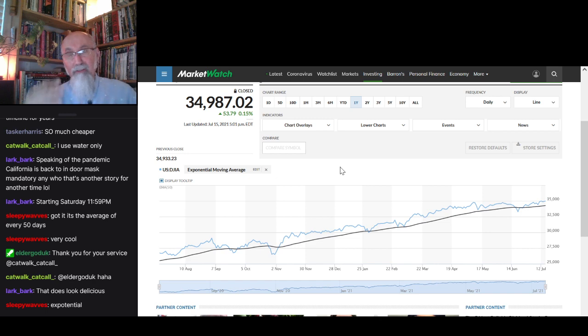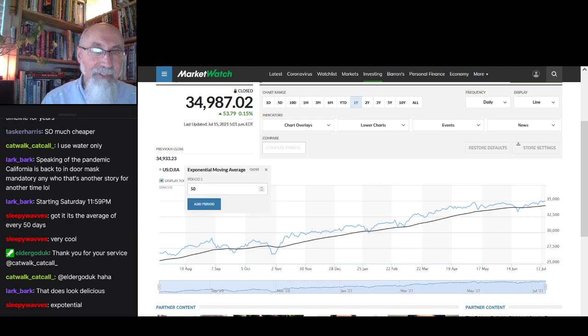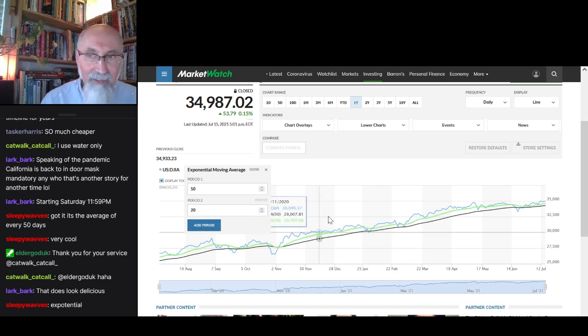Now, the other thing you can do in the exponential moving average, as I said, is change the days on it, right? You can make this 50-day, 20-day. And then you can add another line, which automatically turns it into 20-day. You saw the green line pop up. So now the green line is the 20-day moving average.